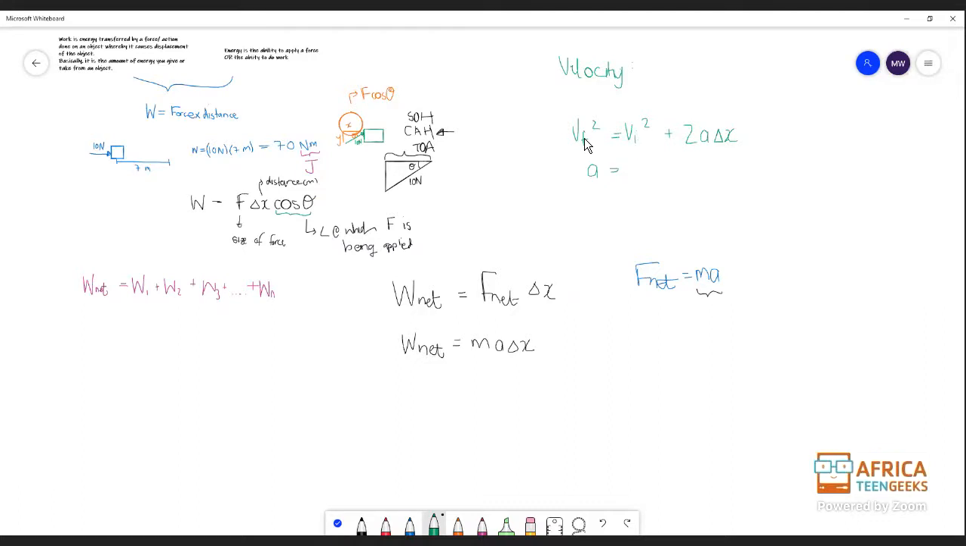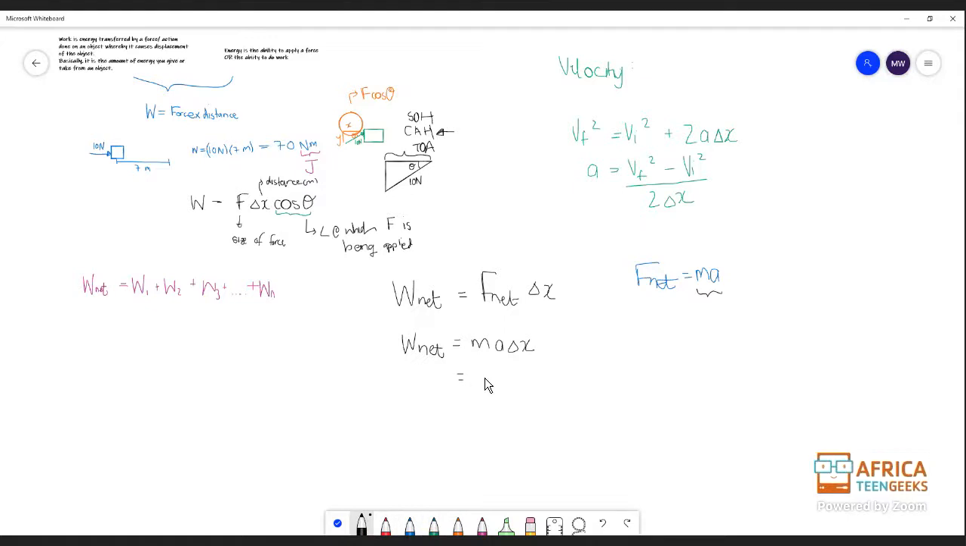So we'll subtract your initial velocity squared from your final velocity squared, and then we will divide that by 2 and the change in distance. Then I'm going to take this and substitute it into my equation here.